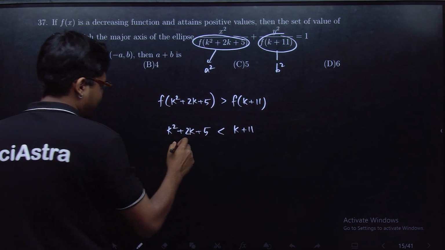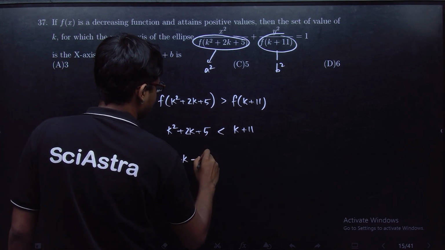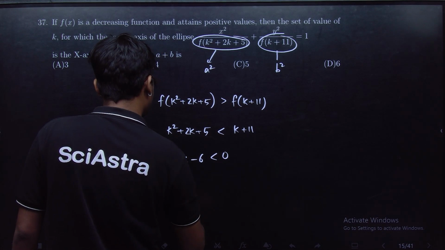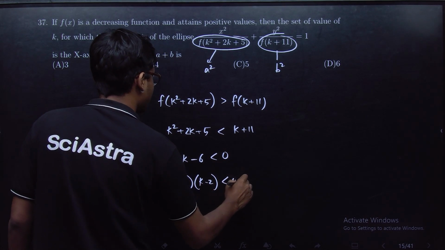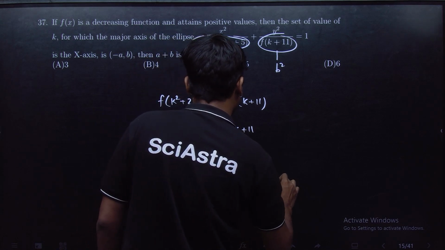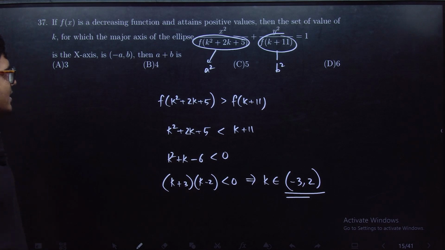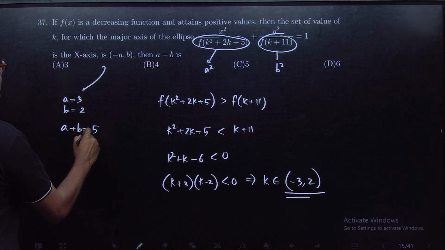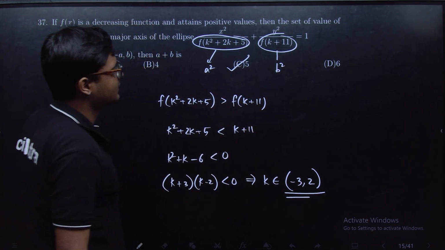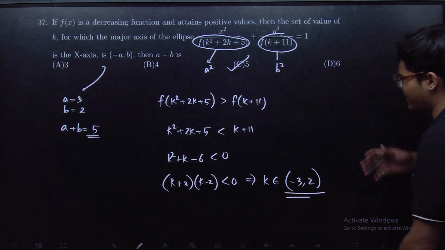So now if I transpose terms, I'll get k square plus k minus 6 should be less than 0, which means k plus 3 times k minus 2 should be less than 0, which by wavy curve we know implies that k should lie between minus 3 and 2. So minus a is equal to minus 3, which means a is equal to 3, and b is equal to 2. So a plus b is going to be just 5, which is option C for us. Simple idea of a decreasing function and some basic property of an ellipse.